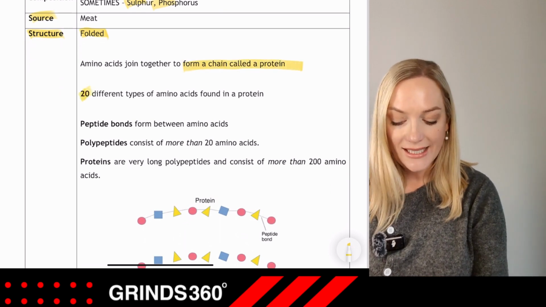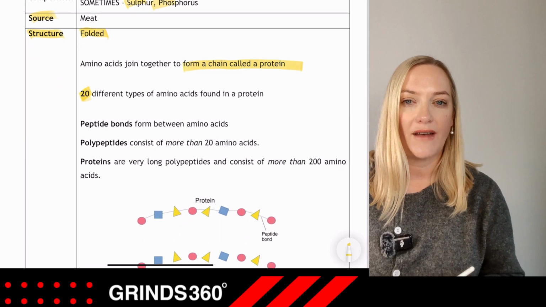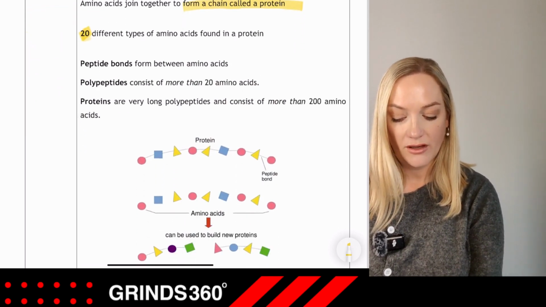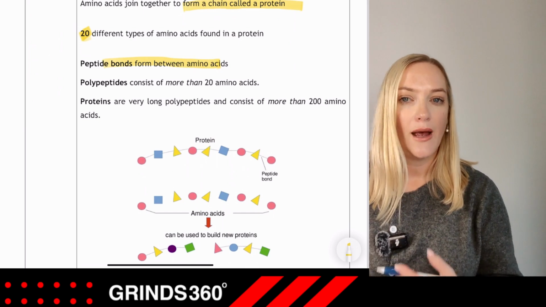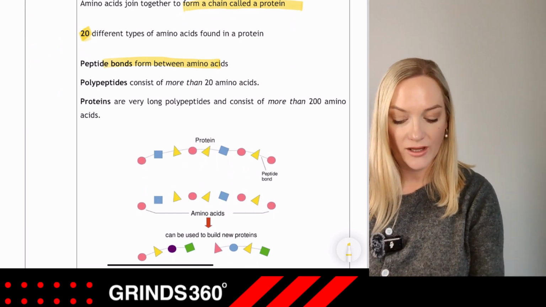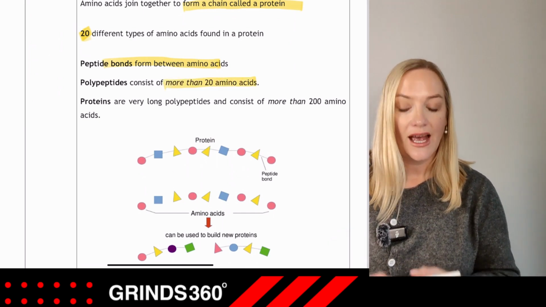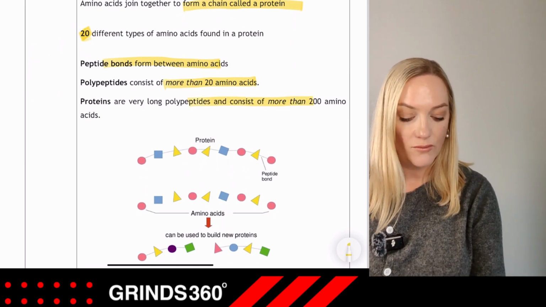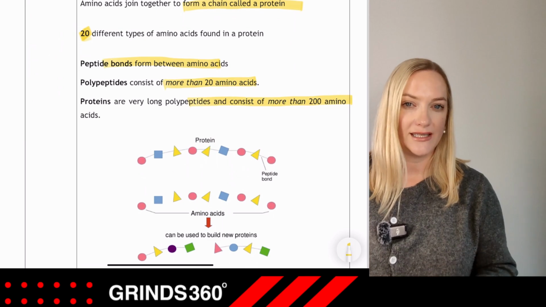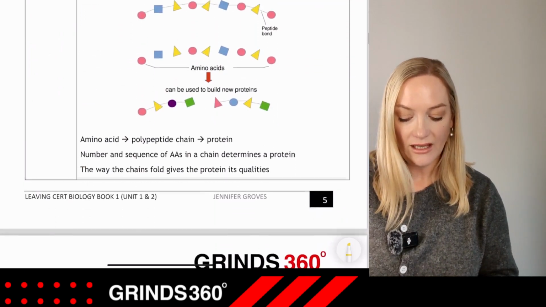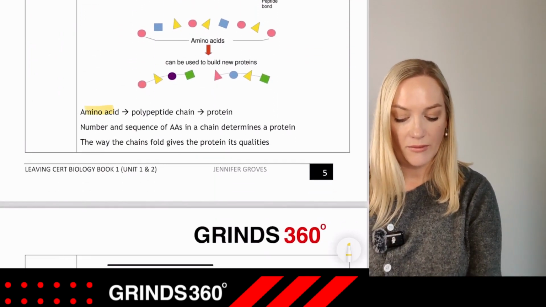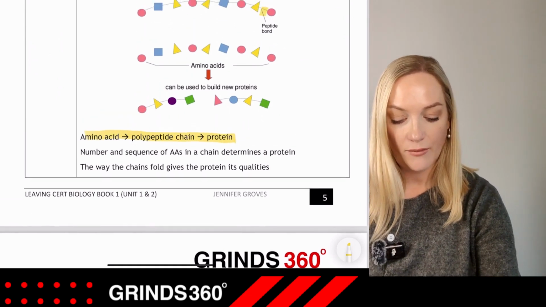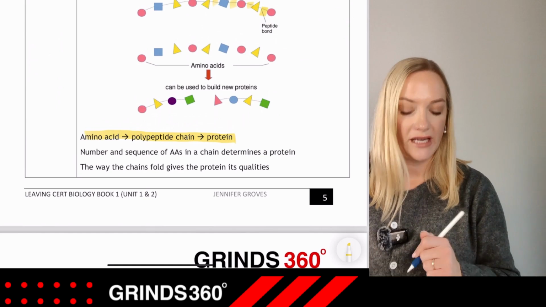So there's 20 different types of amino acids found in a protein. A peptide bond forms between the amino acids. Polypeptides consist of more than 20 amino acids, and proteins are very long polypeptide chains, and they will consist of more than 200 amino acids. Now here we have an amino acid forming a polypeptide chain which forms a protein. And you can see here we have our peptide bond between your amino acids.